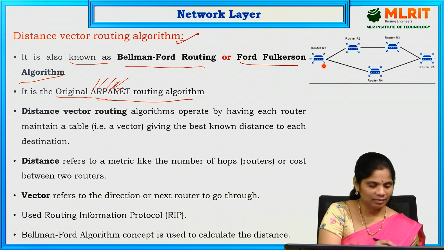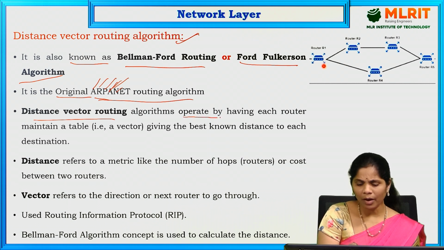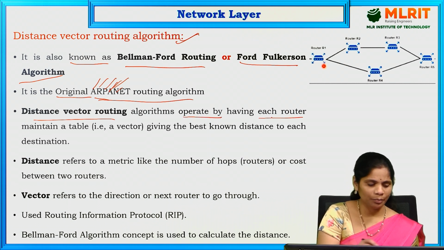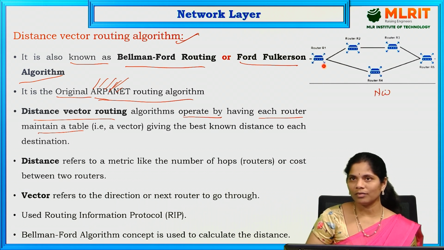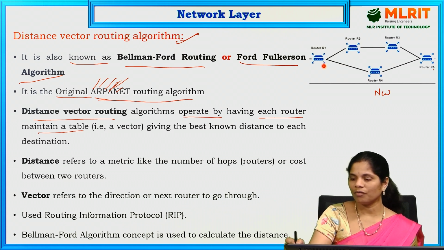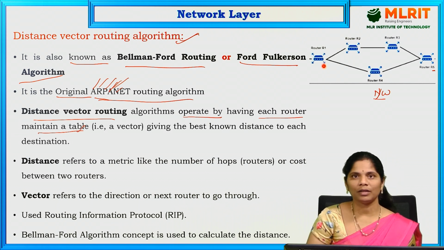This distance vector routing algorithm operates by having each router maintain a routing table, meaning the routers involved in this particular network. So this is the network. Here how many routers are involved? R1, R2, R3, R4, R5. Total 5 routers are there. For each and every router, it has to create and maintain the routing table.